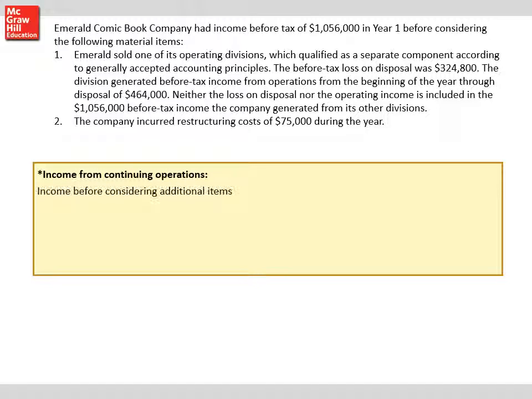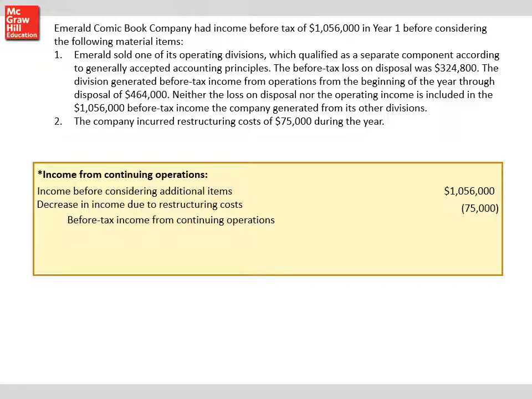Now, income from continuing operations, $1,056,000. But that's before considering additional items. The company never subtracted out the restructuring cost. This is not a separate component. This should have been subtracted out in operating expenses. So what is the true before tax income from continuing operations? The difference. Now impose the 25% income tax on that, and you get income from continuing operations. So that's how you get that number.